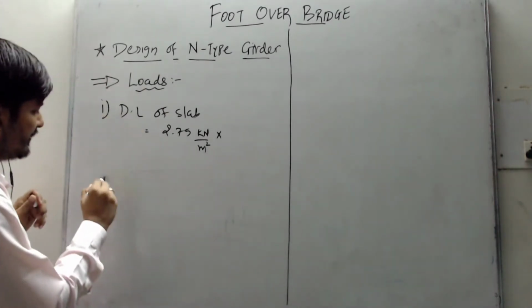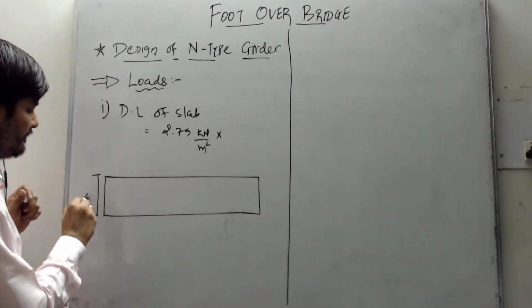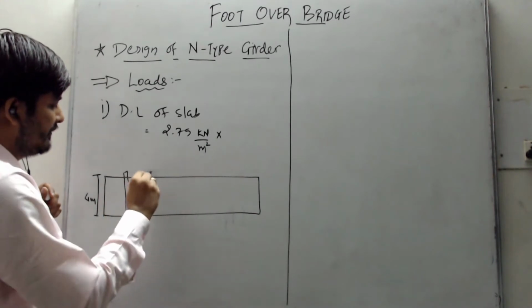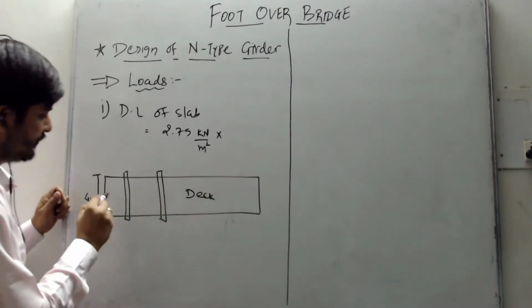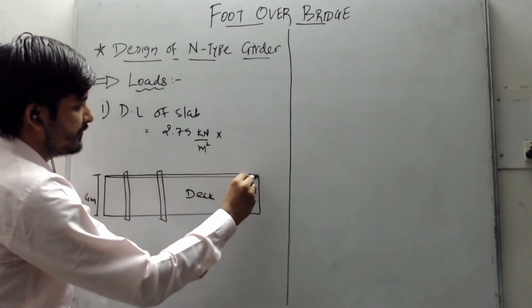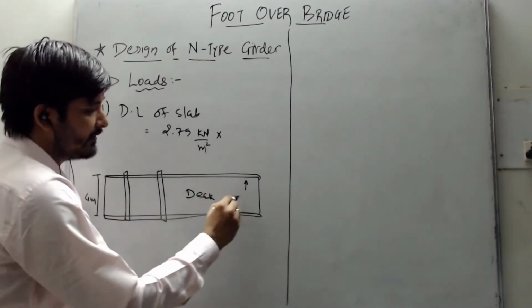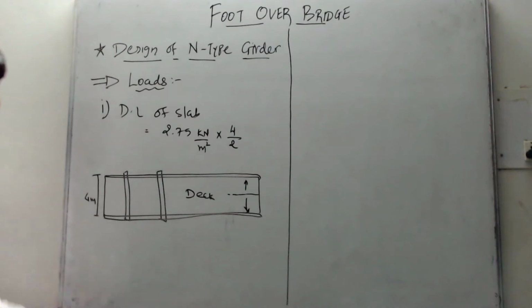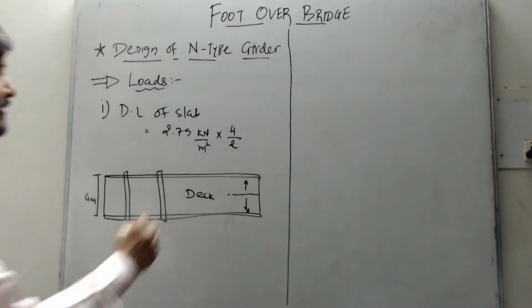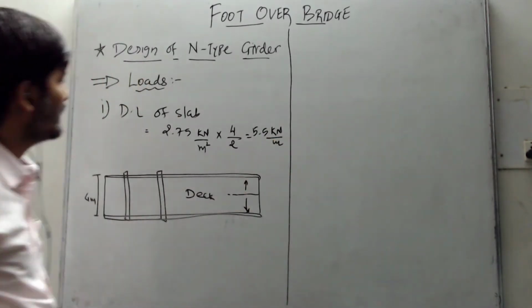So for that we have drawn a plan, something like this. This is 4 meter. Then we had cross beams at certain intervals. So this is your deck, total 4 meter. So our truss will be on either side. On this side we will have truss, on this side we will have truss. So 50% load will go on left hand side, 50% of load will go on right hand side, so it will be 4 divided by 2. So we'll get your final dead load as 5.5 kilonewton per meter. So this is how you calculate the load from slab.